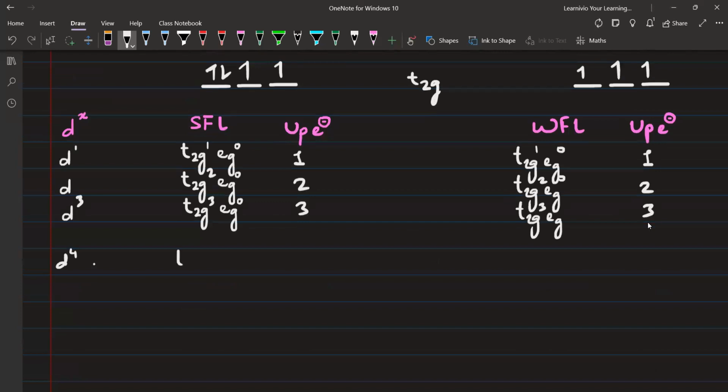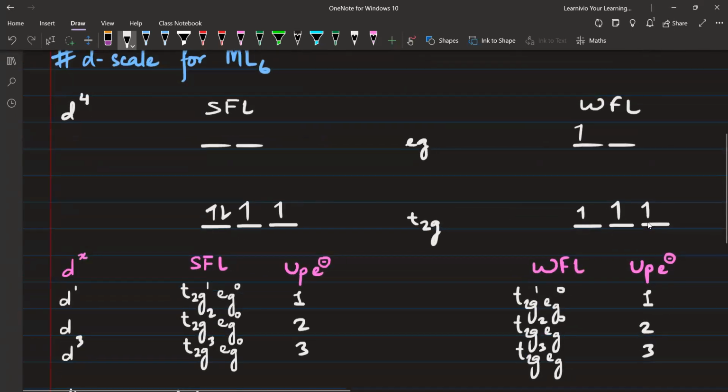D4, it is going to be T2G 4 and EG 0. The unpaired electrons are going to become 2. In this case, weak field ligand, the T2G level will have 3, the EG is going to have 1, and the unpaired electrons will be 4.